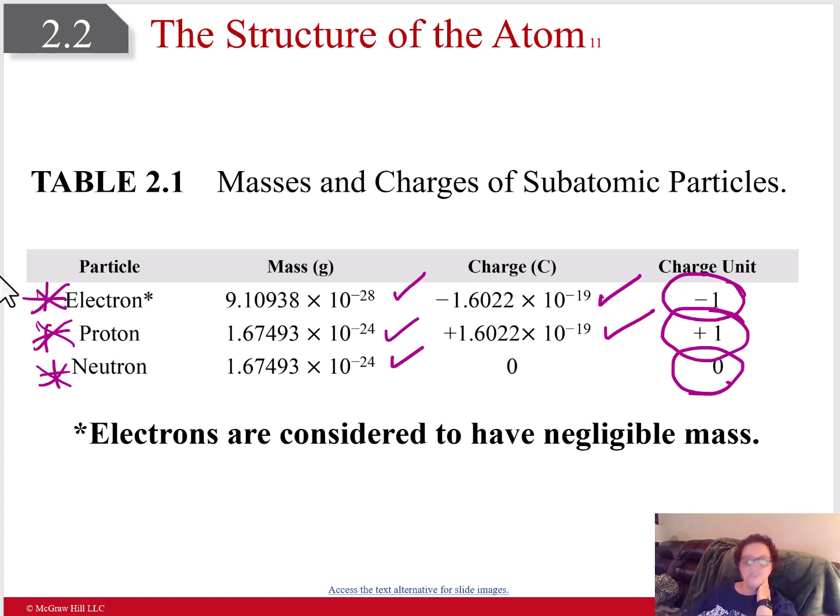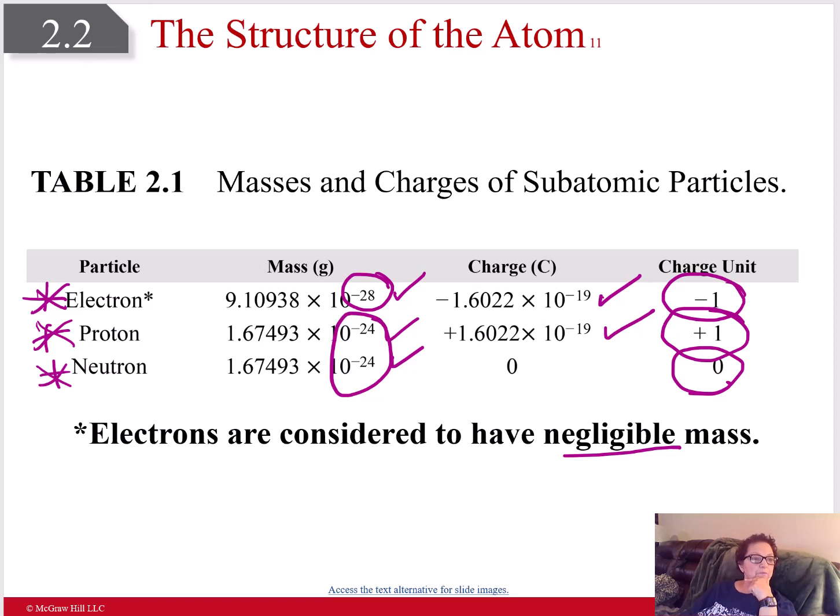And since 10 to the -28 is a lot smaller than 10 to the -24, we say that electrons have negligible mass. I always say it's like me standing on the scale and weighing, and a fly landed on me. That's the difference. Okay? All right. So that is how we found out the structure of the atom.